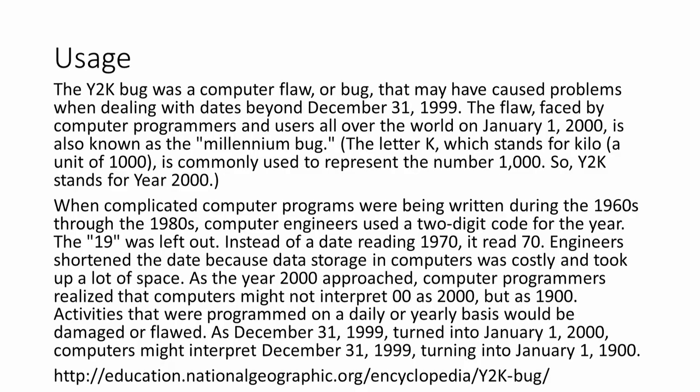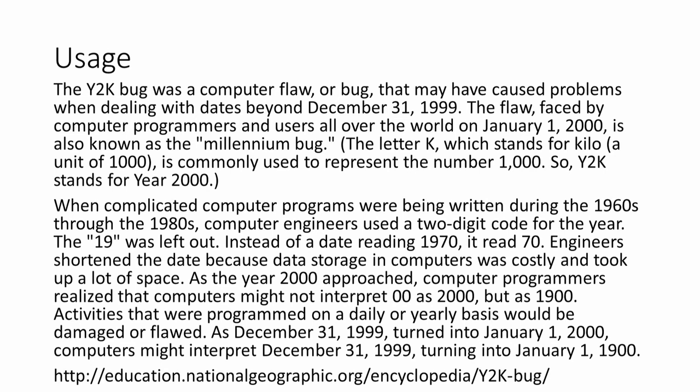The flaw faced by computer programmers and users all over the world on January 1st, 2000 is also known as the millennium bug. The letter K, which stands for kilo, a unit of 1000, is commonly used to represent the number 1000. So, Y2K stands for year 2000. When complicated computer programs were being written during the 1960s through the 1980s, computer engineers used a 2-digit code for the year. The 19 was left out. Instead of a date reading 1970, it read 70.